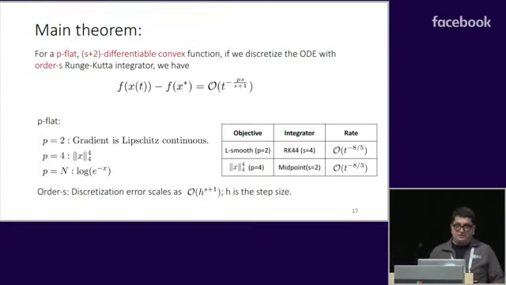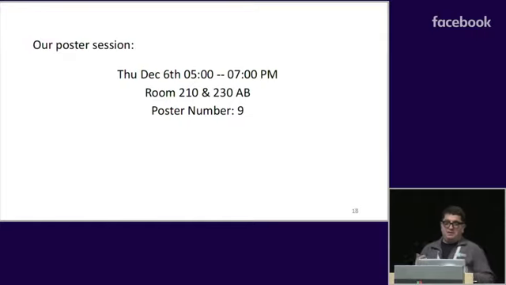You're still using first order information, but you can actually achieve faster and faster rates by better and better integrations. I'll be happy to tell you about the details. We're poster number 9. Thank you.